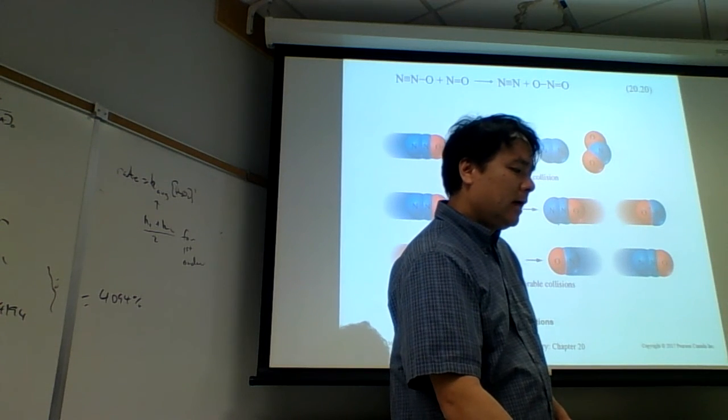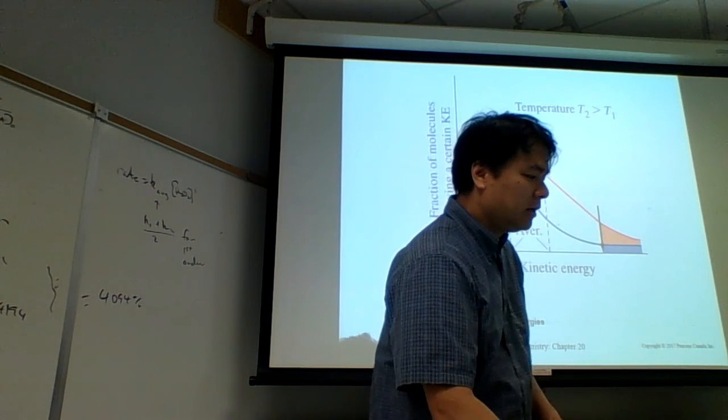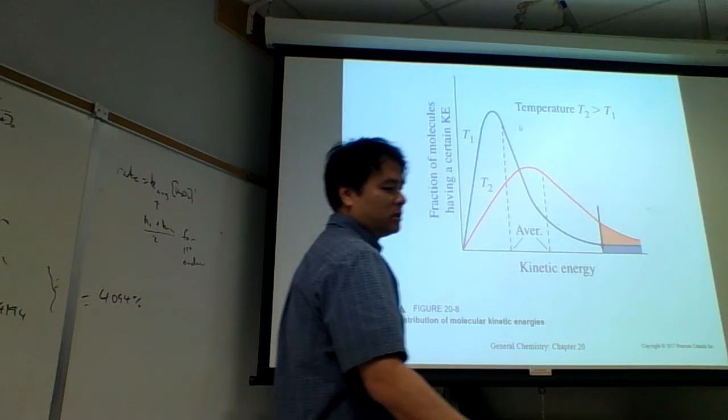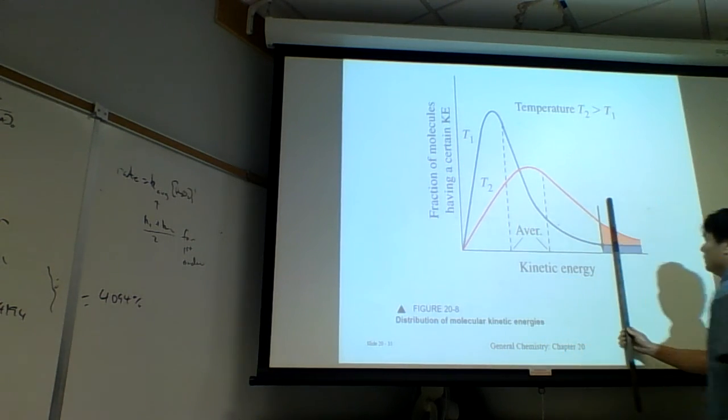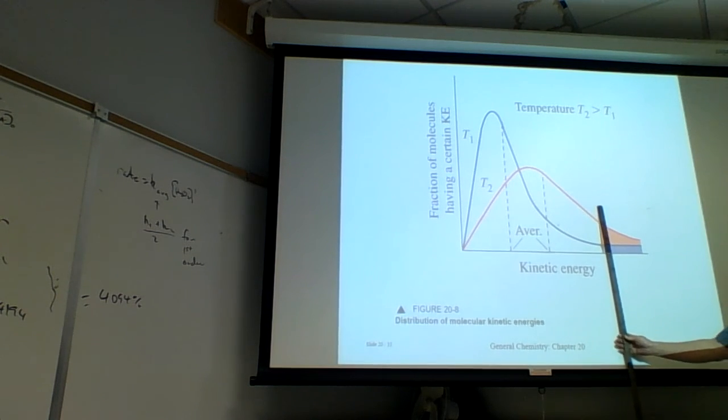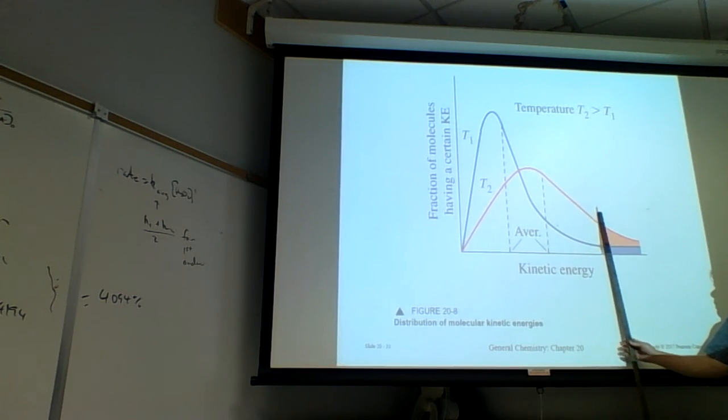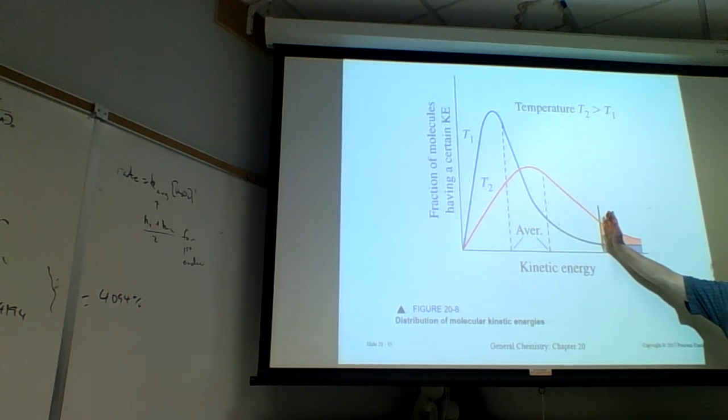But that energy is called the activation energy. And so the activation energy is this kind of minimum. The activation energy is shown here by this black arrow. This is the minimum energy required to break the bonds and to form the new bond.